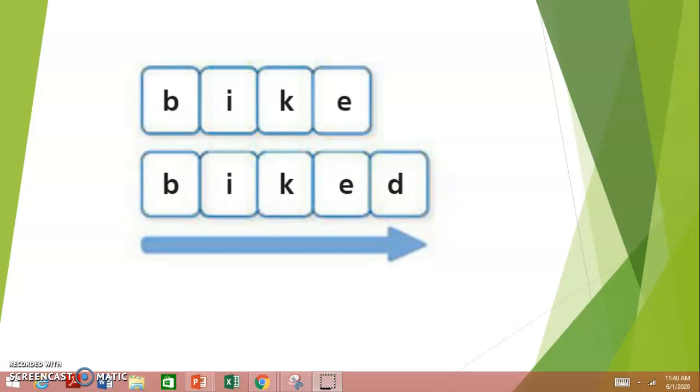So let's take a minute and read this word. Bike. Now we take the root word bike and add D. ed, right? Biked. The ed ending can either say t or d. And it takes some practice by reading words in order to see when it makes the t sound or the d sound.